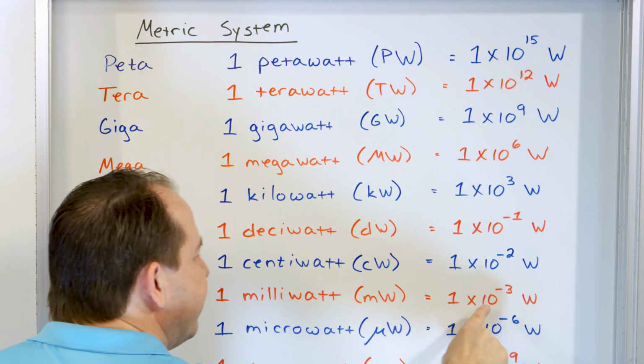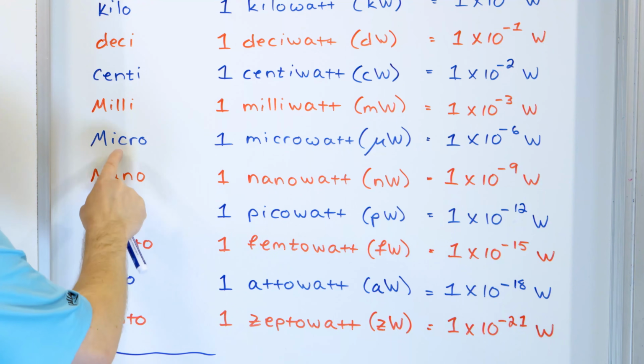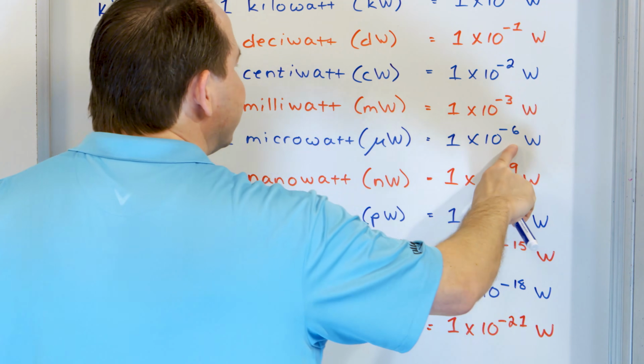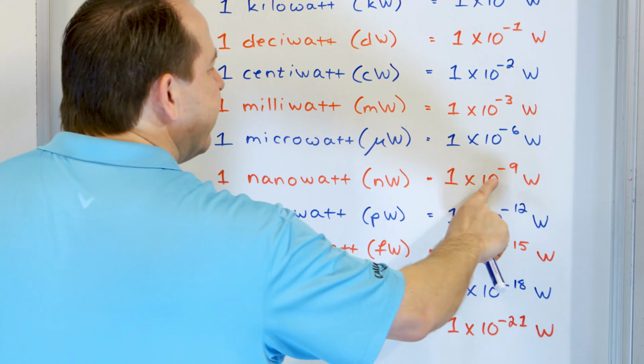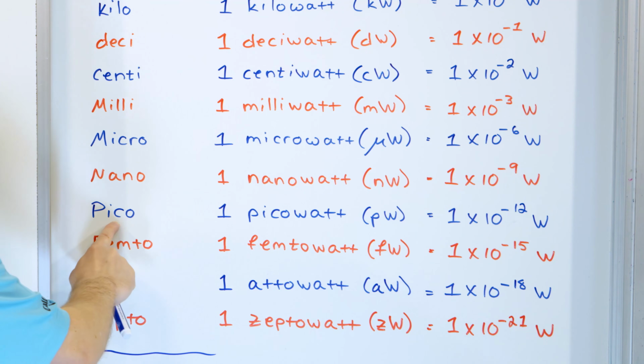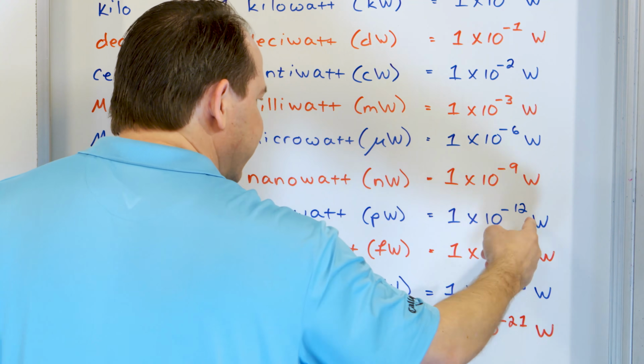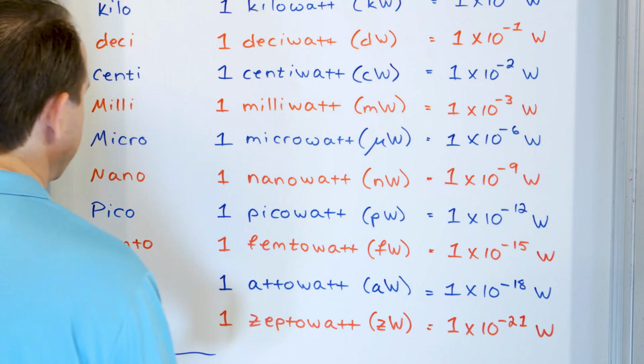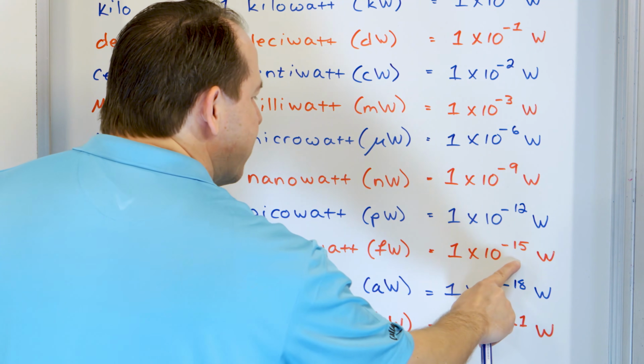Then we have milli, which is 1,000 times smaller than a watt. Micro, which is 1,000,000 times smaller than a watt. Nano, which is 1,000,000,000 times smaller than a watt. Pico, 10 to the minus 12, which is, I don't have a word for it, but that's that much smaller. Femto, 10 to the minus 15.